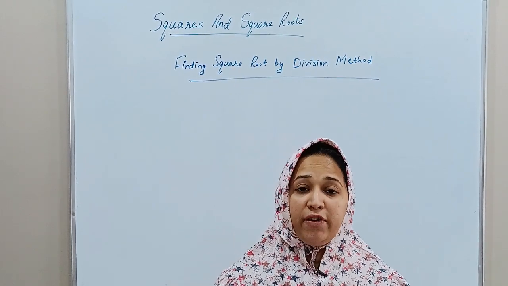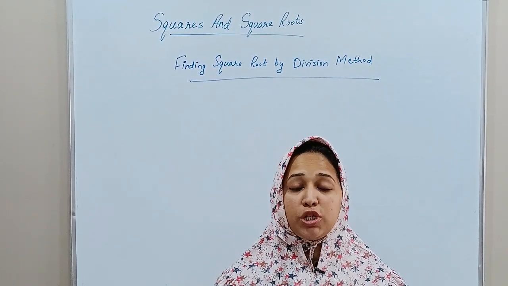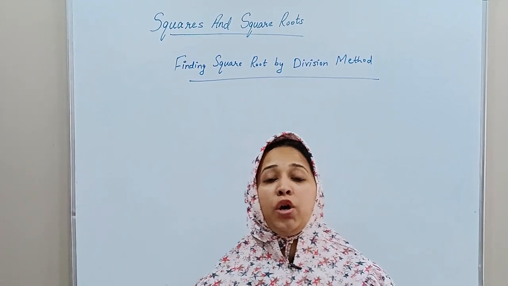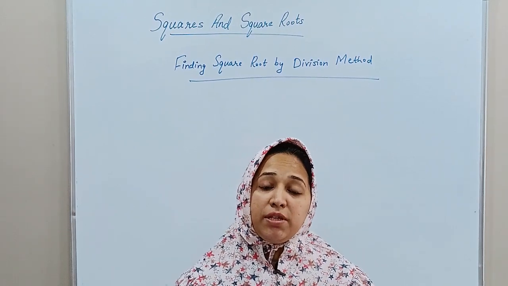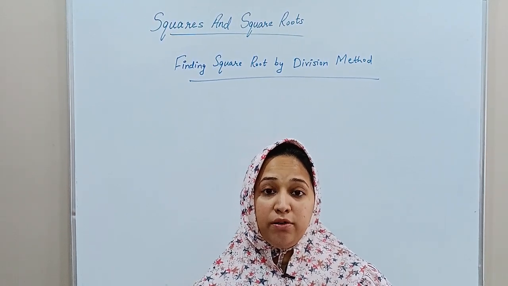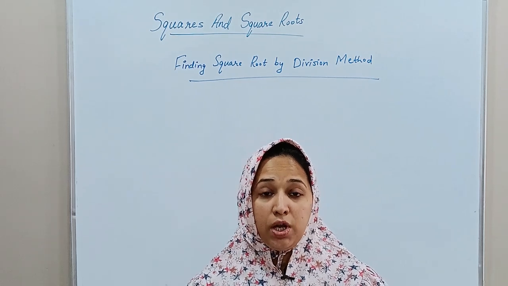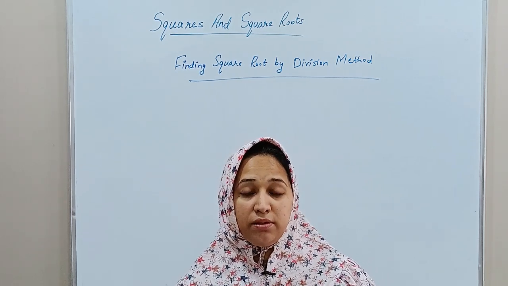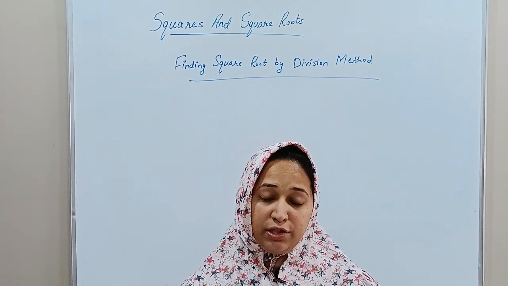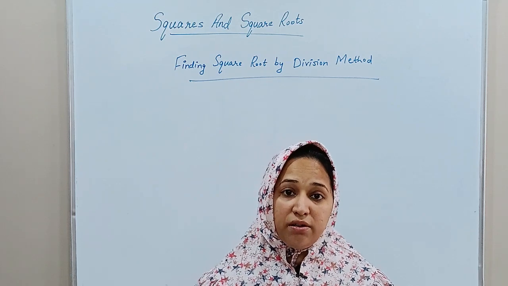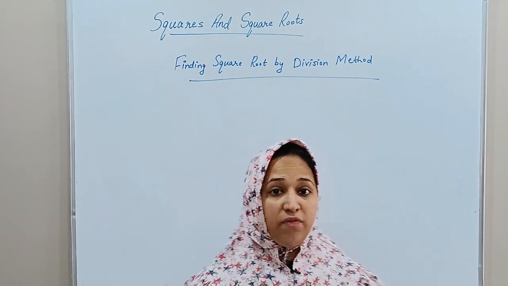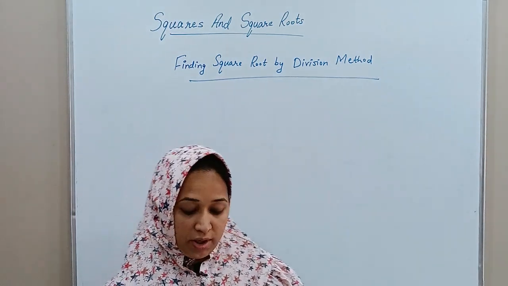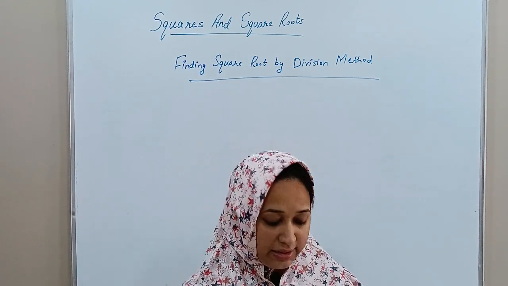In this video, I will be explaining how to find out the square root of a number by the long division method. In previous videos, I have already explained two methods of finding the square root. One is the repeated subtraction method and another is the prime factorization method. This is the third method of finding square root, which is the long division method. Let us take an example and try to understand.